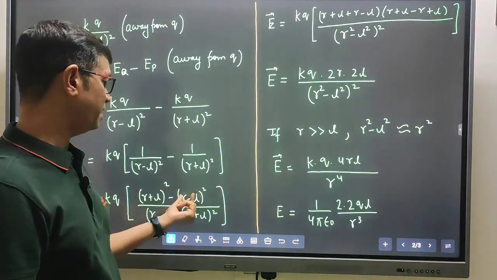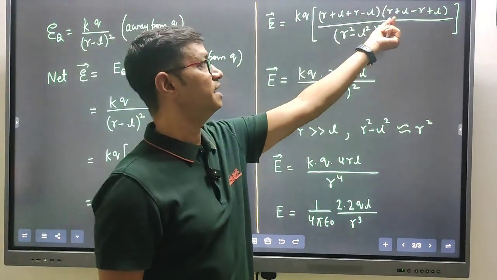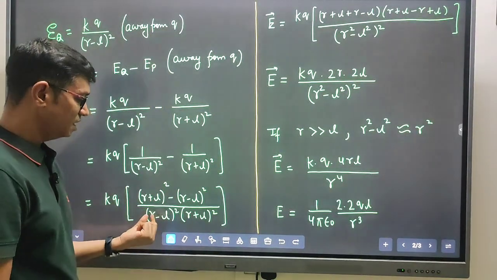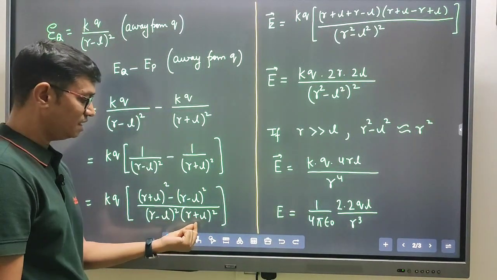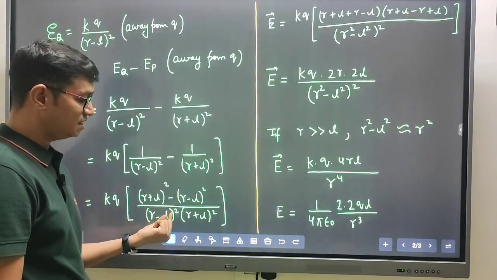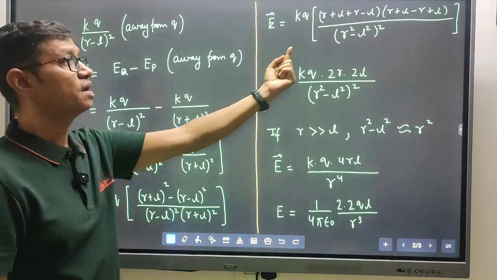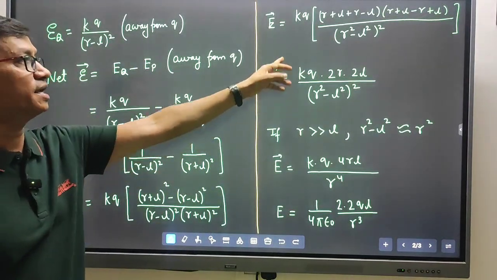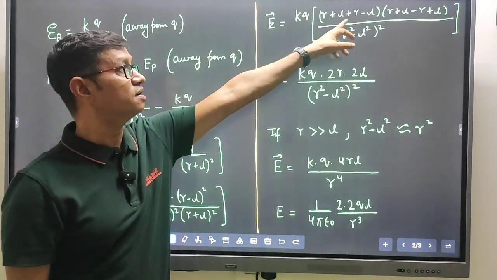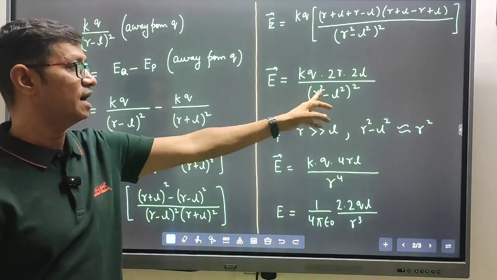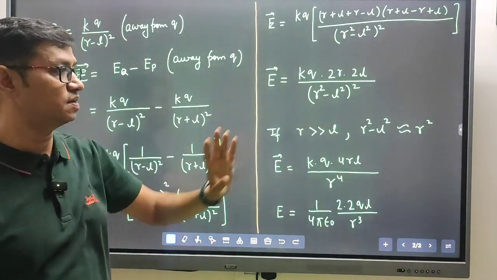KQ, this is A square minus B square, so A plus B, A minus B. And below here it is R minus L, R plus L, so it will become R square minus L square. Since there is a square of each, it will be R square minus L square whole square. Now the electric field would be KQ. Here L and L will go, it will become 2R and 2L. You can see yourself. R square minus L square whole square remains as is.